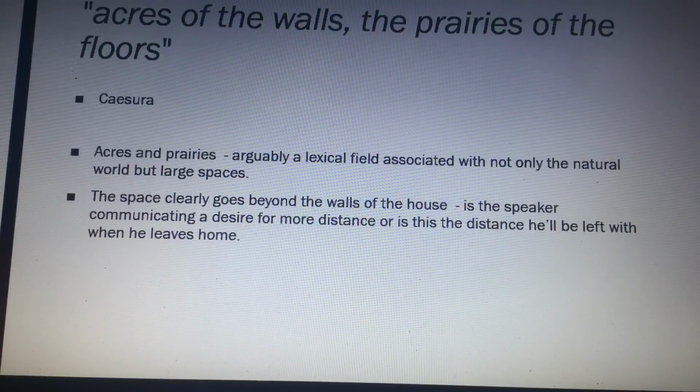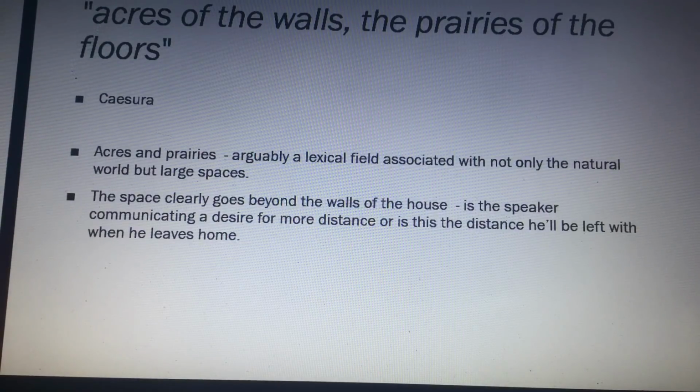But think about the fact that it's acres and prairies. So there is going to be a significant distance between them physically, which then appears to transform into emotions for the mother, because she feels like a physical distance will become an emotional distance.